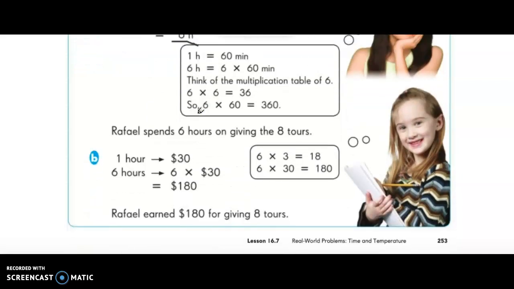Now we know that he is making $30 an hour giving these tours. So if he's working for 6 hours total from the first step, we're going to do 6 times 30 to get $180.